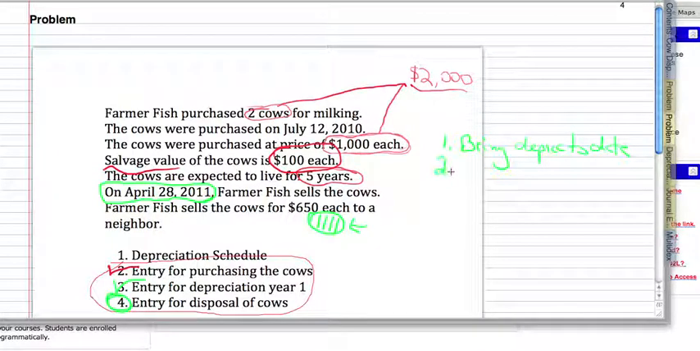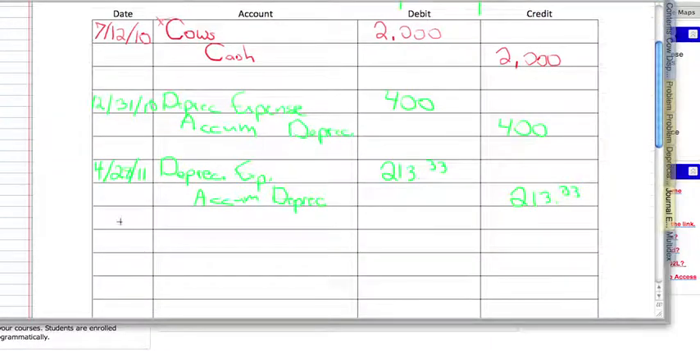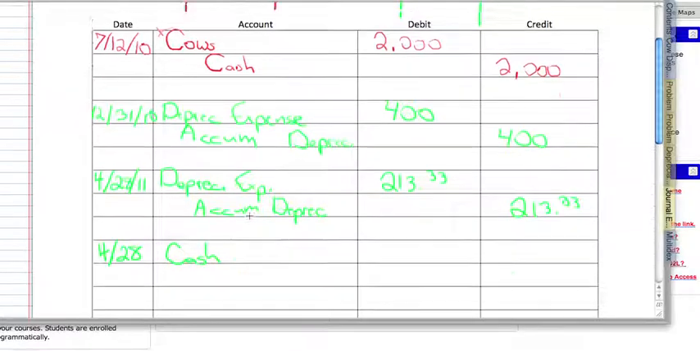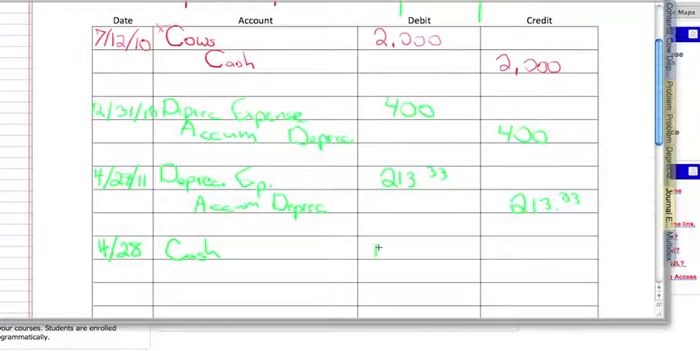Step 2, I call it record consideration received. What did we get for selling this? Right here, look, I got $650 for each cow, so for a total of $1,300. Now we're going to start constructing the journal entry for the disposal, and this disposal happens the same day, 4/28. I received cash. Cash is going up. Again, here's the cash account. I'm going to represent that with a debit of $1,300.